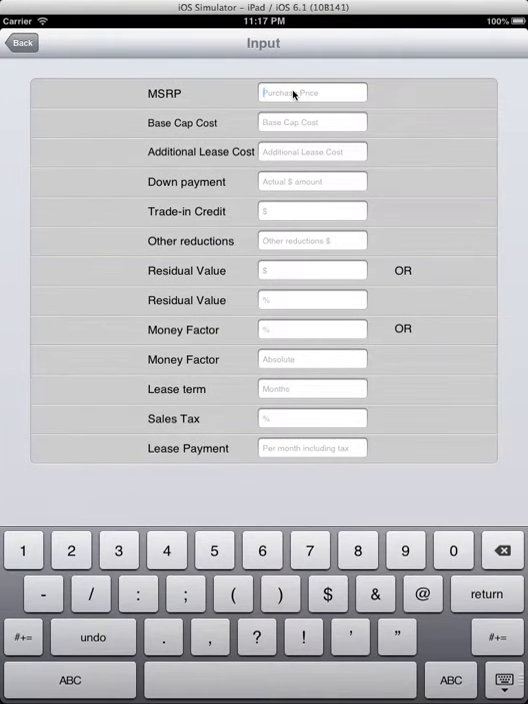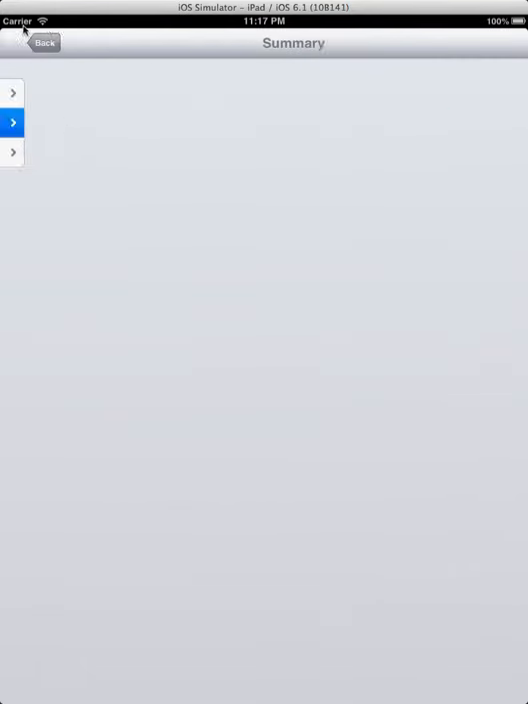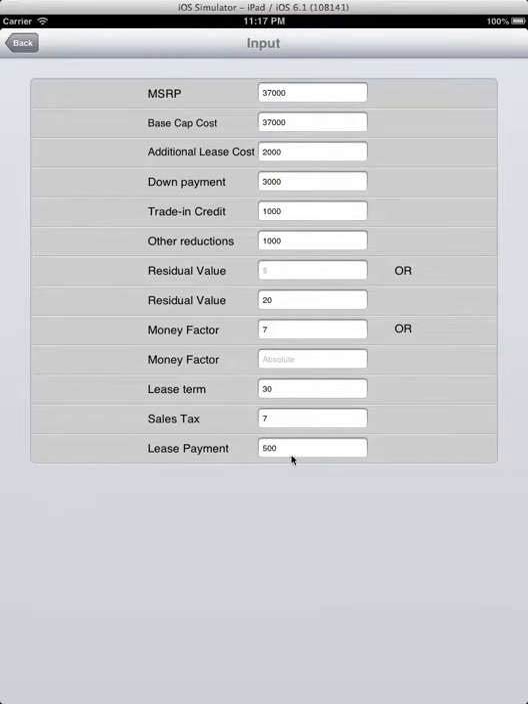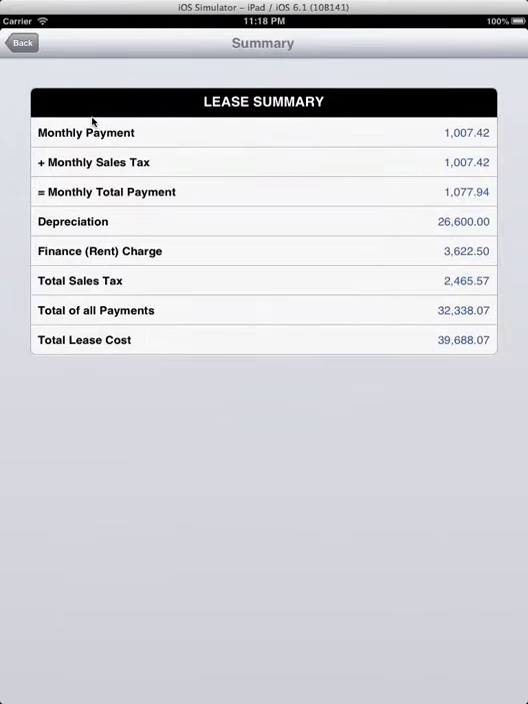Okay, car lease, base cap cost is 37,000, and down payment is 3,000, trading credit is 1,000, other reduction is 1. Residual value is 20%, money factor is 7%, lease term is 30 months, and sales tax 7%, lease payment is $500. Here's the summary. See, it looks like we have to leave that empty.